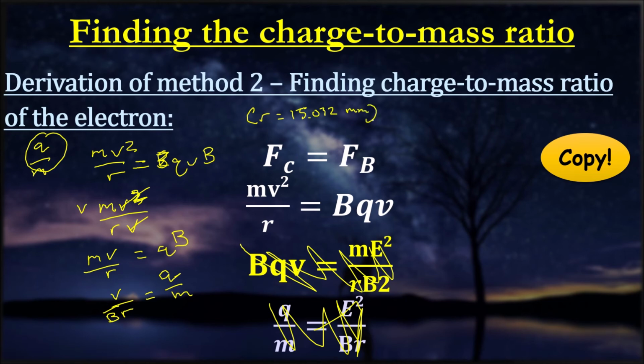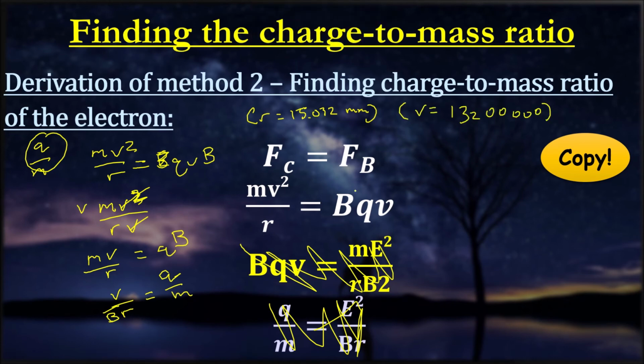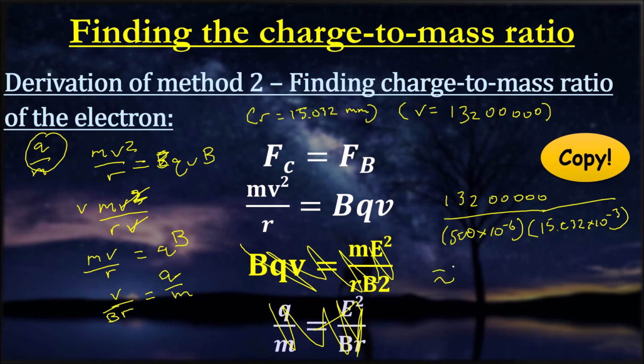Okay, so let's do the calculations now. Alright, I'll also have the velocity value just so I don't forget. So I'm going to write these numbers down here. So the velocity is 132,000 over the magnetic field strength of 500 microteslas times our radius, 15.032 × 10 to the power -3. That gives us an approximate value of 1.725 × 10 to the power of 11 coulombs per kilogram.